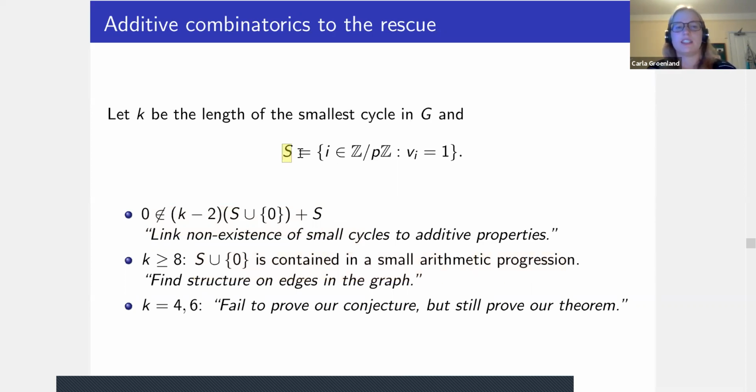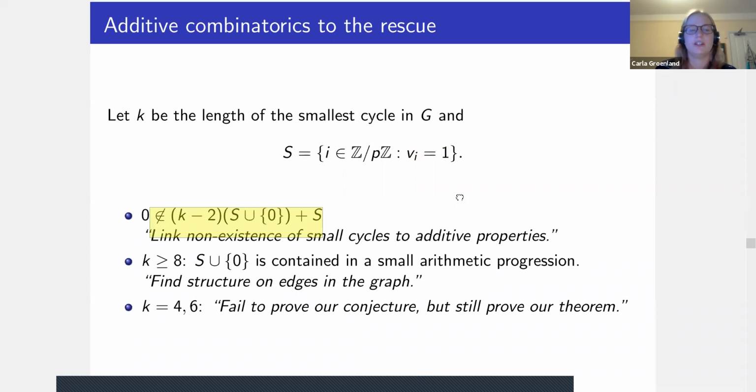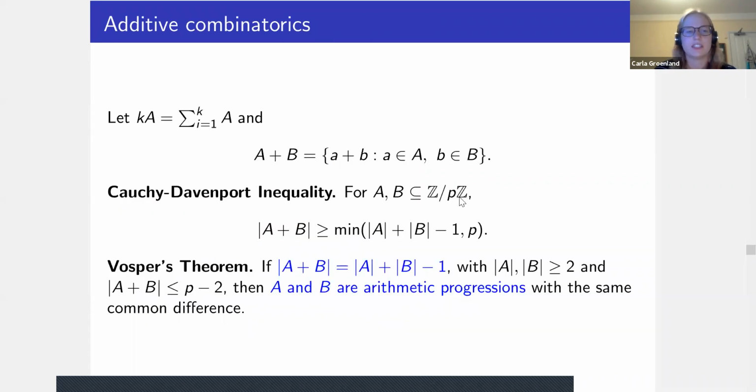And this set S is defined as the set of indices for which Vi is 1. Those were exactly the edges in our graph, the lengths of the edges that our graphs could have. And from the fact that it's in a small arithmetic progression, we get some structure on the edges. And then we can exploit this structure to find a bad subgraph. So that's the game plan of our proof. Let me first define this first thing and show you how that works, because that's actually quite easy.